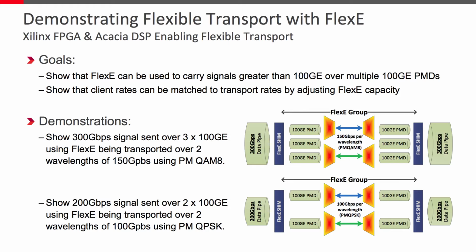So just quickly go over those demonstrations. We can show a 300 gig signal which is transported over three 100 gig Ethernet PMDs and over 250 gig QAM8 modulation signals to the other side, or we can take a 200 gig signal that can be recreated going over two 100 gig PMDs using FlexE and use QPSK modulation for maybe a longer reach application or where impairments on the fiber are higher. So essentially meet the link budget requirements with client applications.